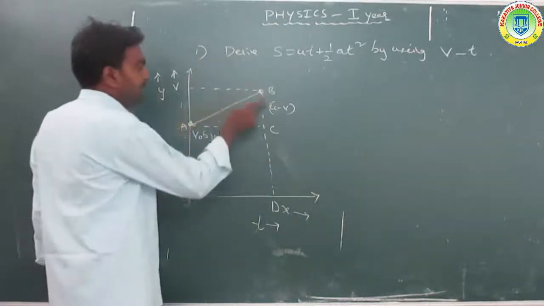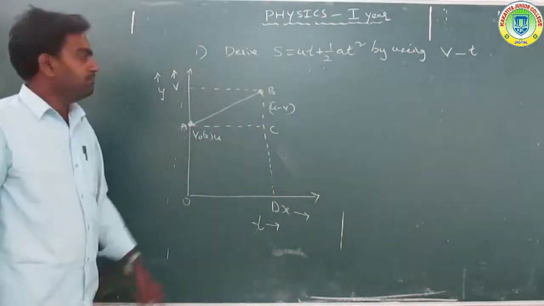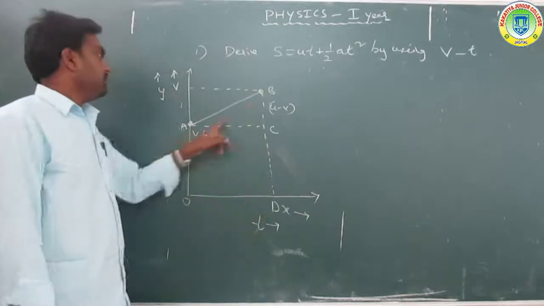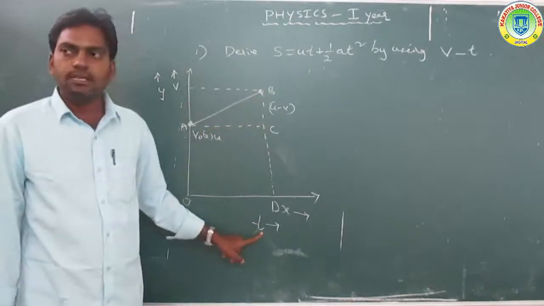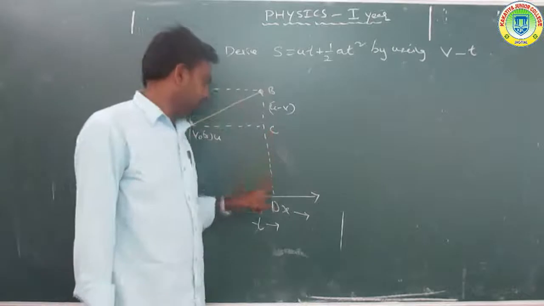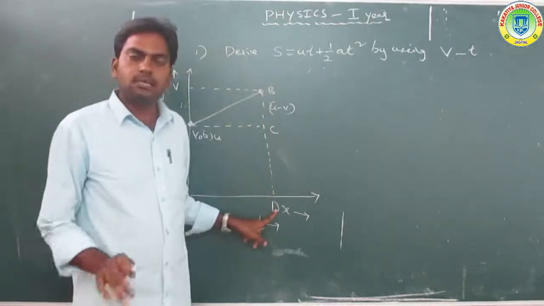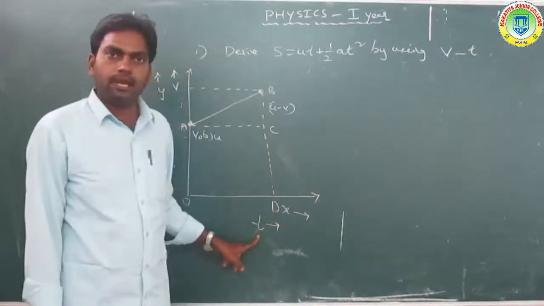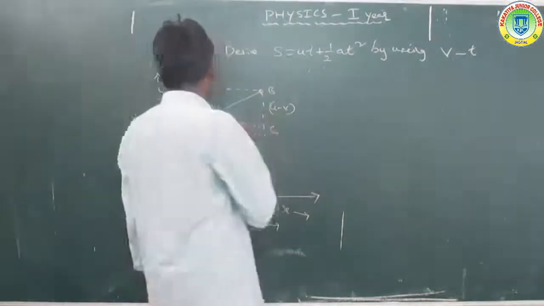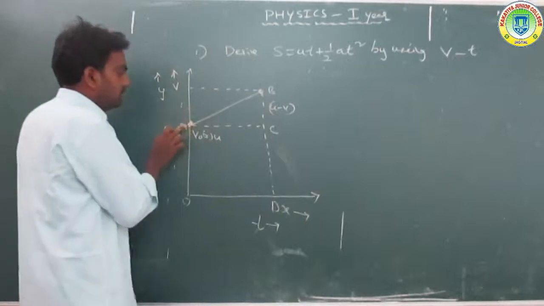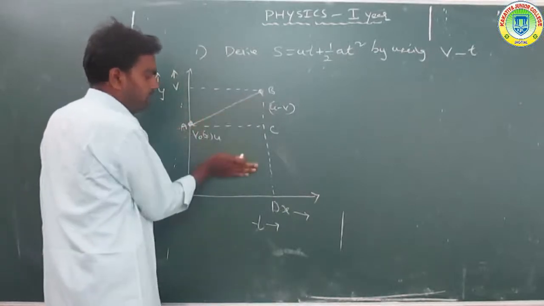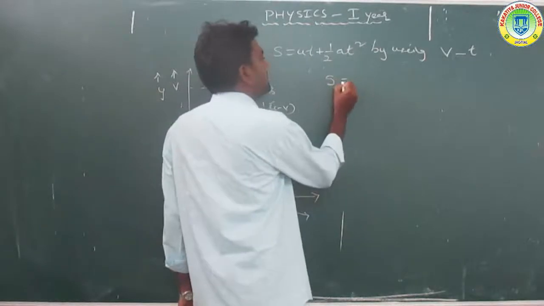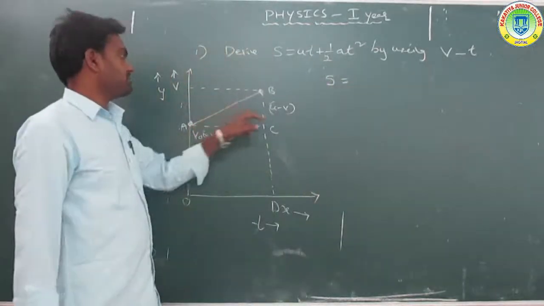The path OABCD gives the displacement of the body in time t. The path is divided into two parts, the first part and the second part, and together they give the total displacement travelled by the body.